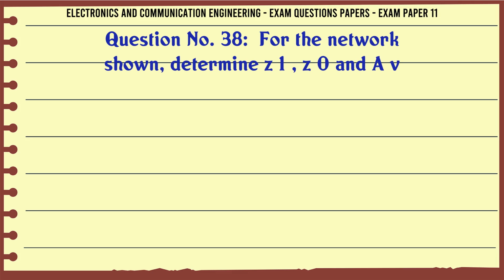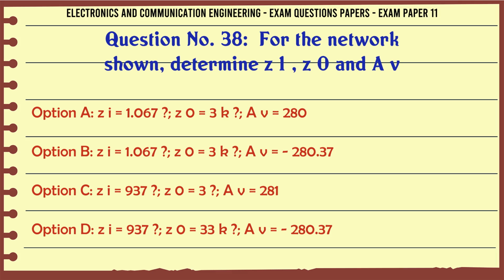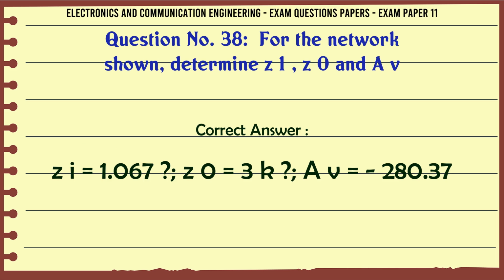For the network shown, determine Zi, Zo and Av. A, Zi = 1.067 kΩ, Zo = 3 kΩ, Av = -280.37. B, Zi = 1.067 kΩ, Zo = 3 kΩ, Av = -280.37. C, Zi = 937 Ω, Zo = 3 kΩ, Av = -281. D, Zi = 937 Ω, Zo = 3.3 kΩ, Av = -280.37. The correct answer is Zi = 1.067 kΩ, Zo = 3 kΩ, Av = -280.37.